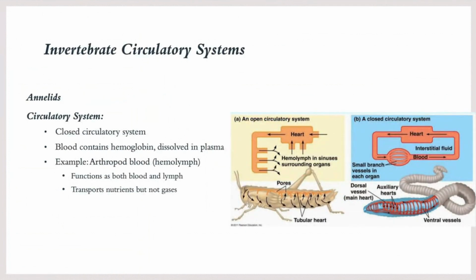Now, annelids, the segmented worms, have a closed circulatory system. Their blood has hemoglobin in it, and this hemoglobin is found dissolved in their plasma. Their blood works basically both as blood and lymph, carrying the liquid around the body. They're able to transport nutrients around the body, but they're not able to transport gases around the body.